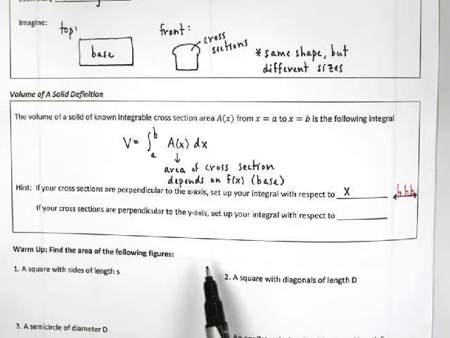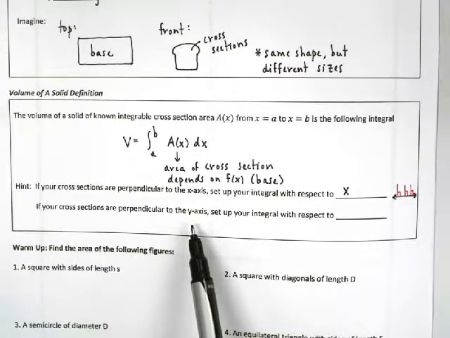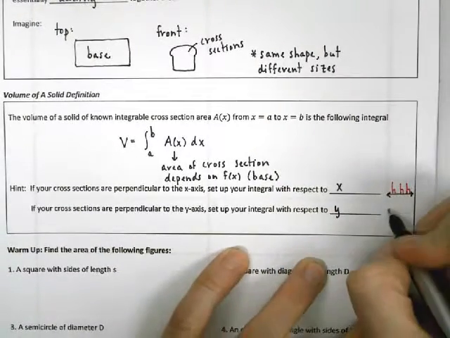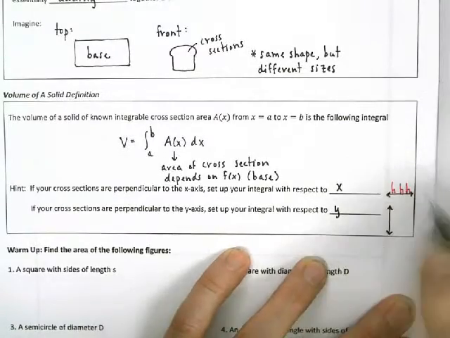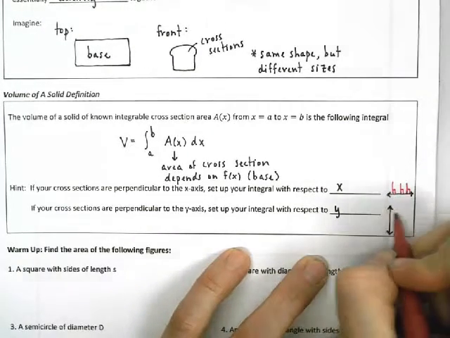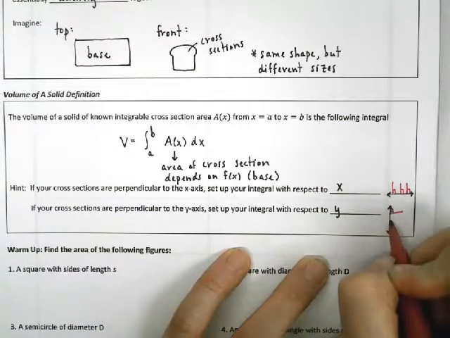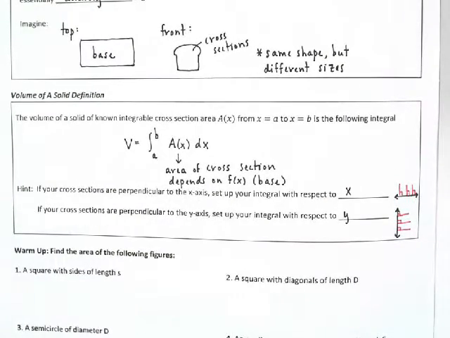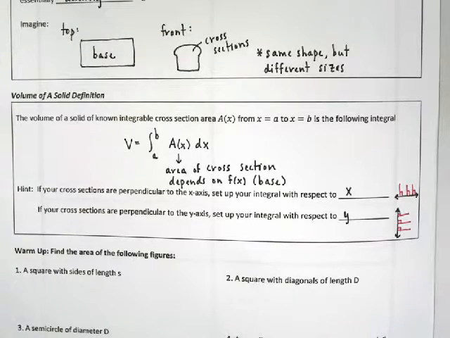On the other hand, if I have cross-sections that are perpendicular to y, and that would be specified in the problem, then we're going to set up our integral with respect to y. And so we could also have it where we have our y-axis, and now our cross-sections are all perpendicular to that y-axis. And again, that would be specified clearly in the problem.